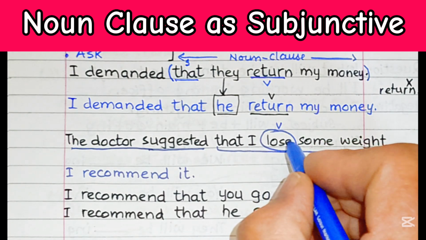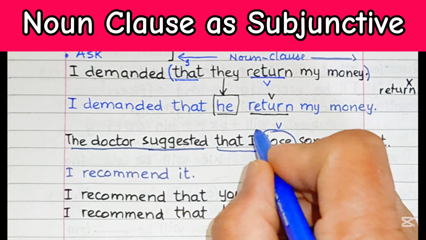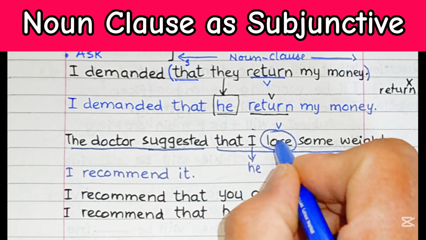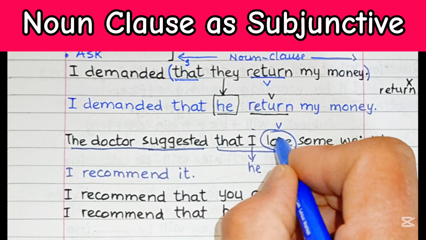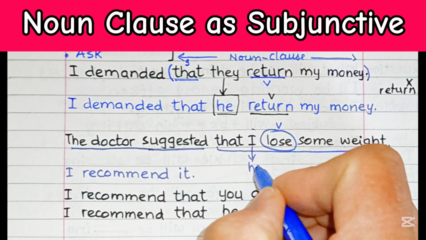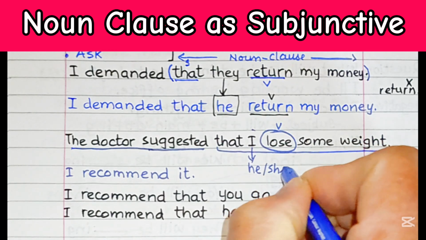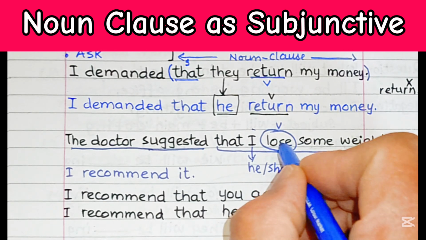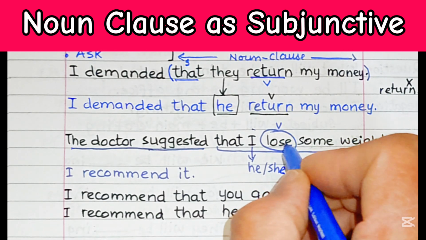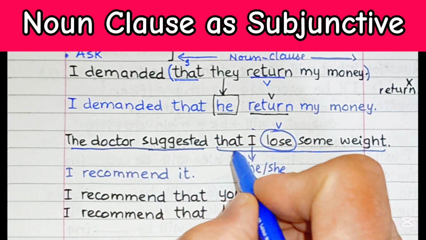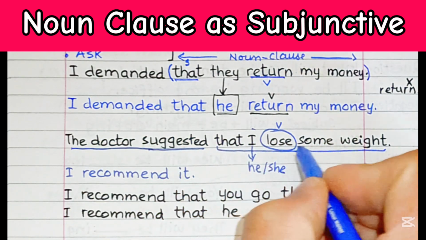If we change the subject to he, there will be no change in the simple form of the verb. If we change the subject to he, or it may be she, this lose remains the same. We don't add s at the end of this word. The doctor suggested that she lose some weight, or the doctor suggested that he lose some weight.